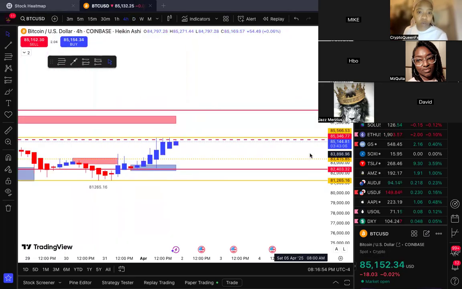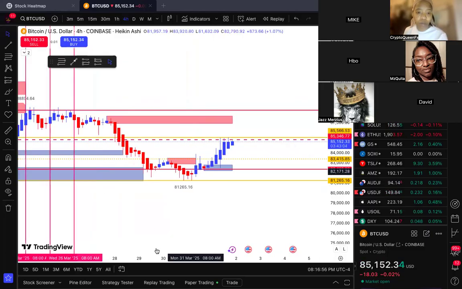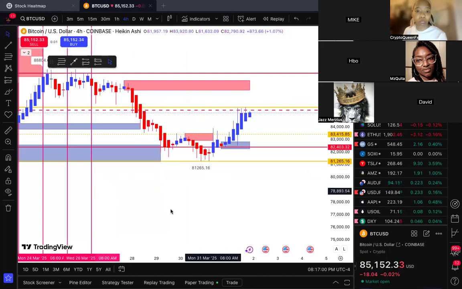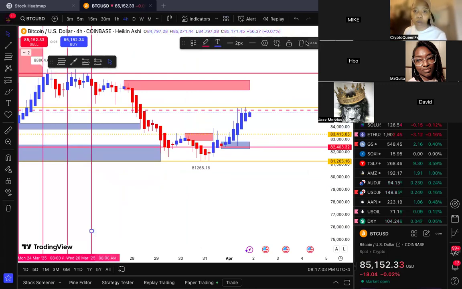Bitcoin makes its moves quick. Y'all gonna get in Bitcoin. Bitcoin makes its moves really quick.